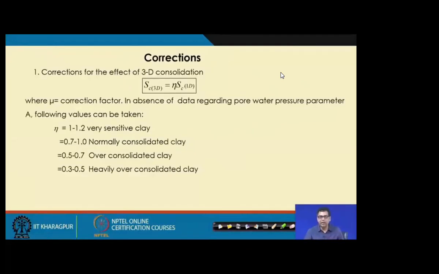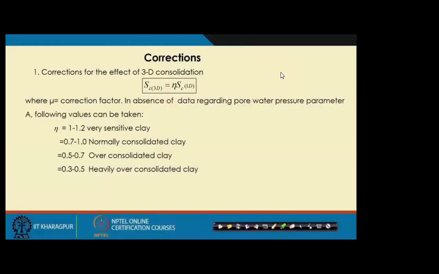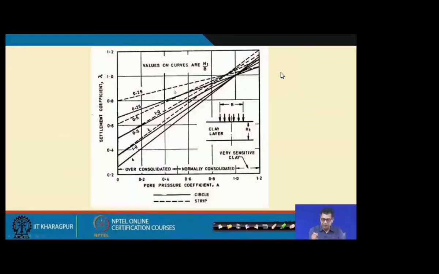Here it is assumed that the soil will deform in one direction, only in the vertical direction, but actually consolidation is a 3D problem, because your soil can flow not only in the vertical direction, it can flow in any direction x, y, z. So it is actually a 3D problem, but the equation that we are using is derived for a 1D problem. That is why you have to apply a pore water pressure correction.